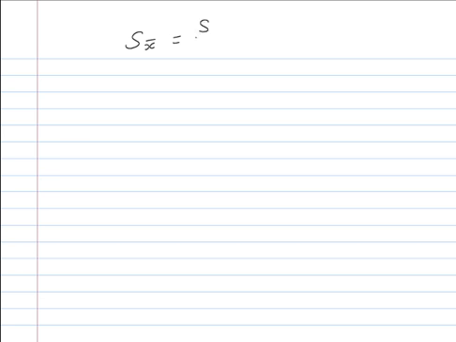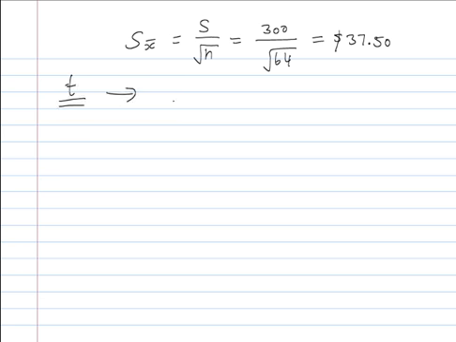Sx bar is equal to s over square root of n, and s here is 300, and n is 64. Square root of 64 is 8. So 300 divided by 8 gives us $37.50. Now we have to find t. To find t value, we need two things. One is degrees of freedom, which are n minus 1. So in this case, n is 64, minus 1 gives us 63.